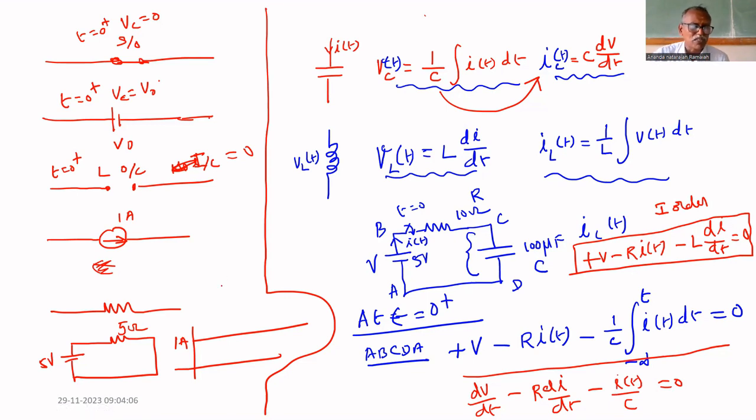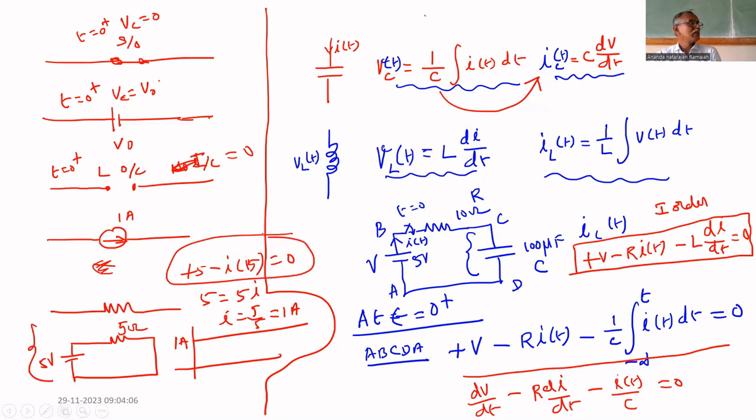Suppose you are taking this circuit. I am asking you, what is the current through that circuit? Are you applying 5 volt and checking what is the current you are measuring? No. What you are doing, plus 5 minus I of t into 5 equal to 0. Therefore, 5 equal to 5I. Therefore, I equal to 5 divided by 5 equal to 1 ampere. This equation is called mathematical model of that circuit.